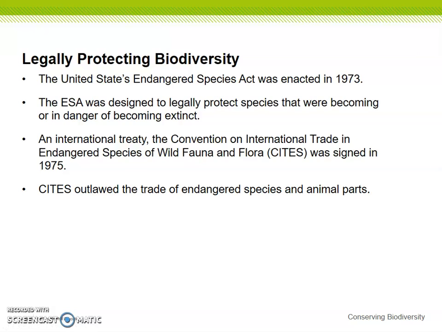Legally protecting biodiversity. The United States Endangered Species Act was enacted in 1973, and it was designed to legally protect species that were becoming or are in danger of becoming extinct. The International Treaty, the Convention on International Trade in Endangered Species of Wild Fauna and Flora, or CITES, was signed in 1975. You might be wondering what flora and fauna are. Flora means plants, fauna means animals. And this treaty outlawed the trade of endangered species and animal parts.